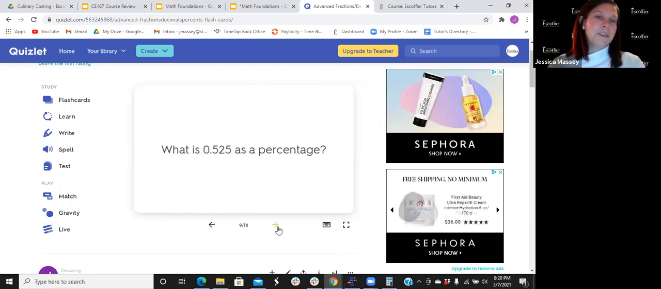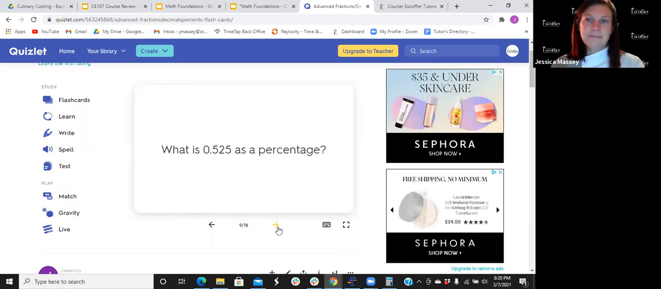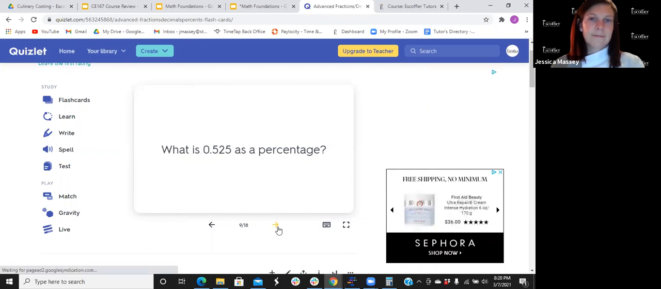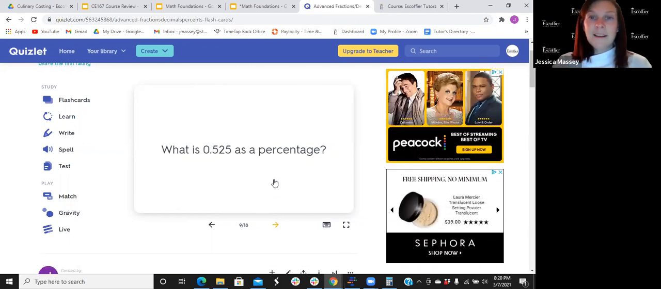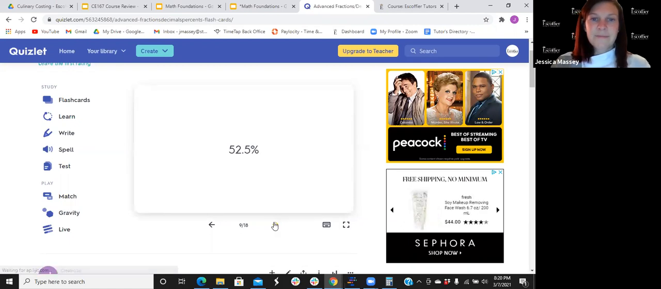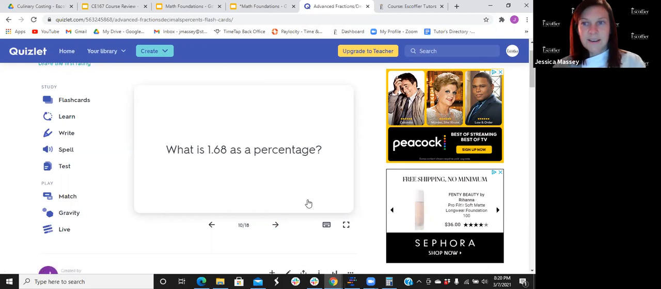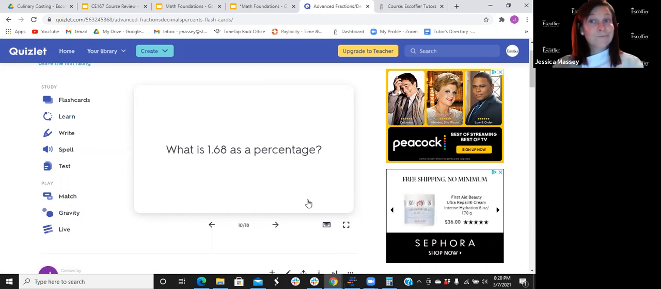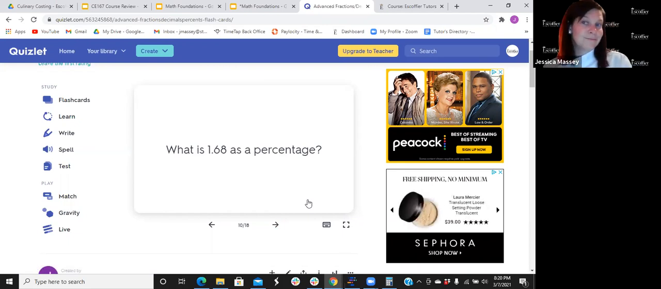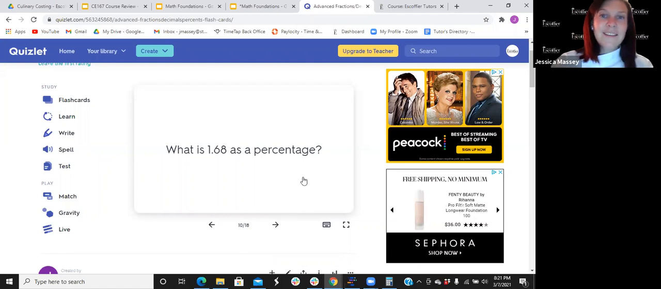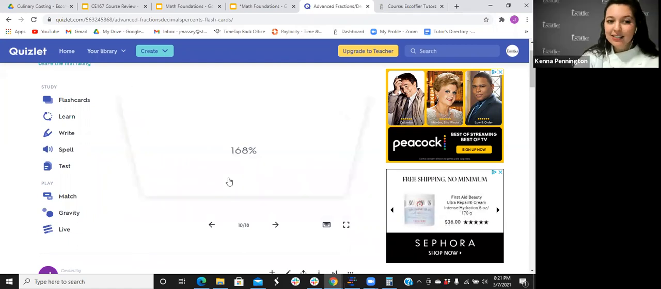What is 0.525 as a percentage? 52.5. Yeah, nice job. How about what is 1.68 as a percentage? Oh, boom, 168. Didn't get anyone? Come on. Oh man, not in the chat anyways. They're on it.